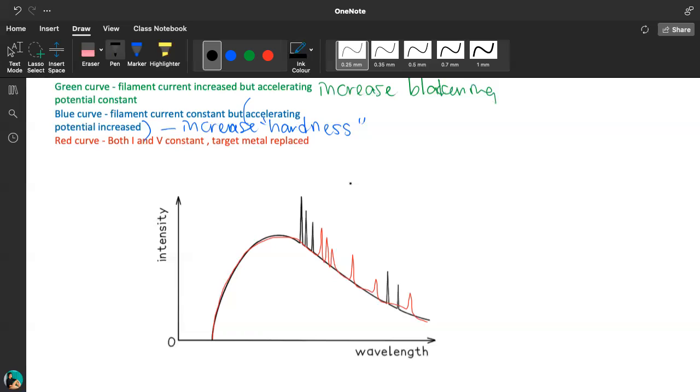Okay, so you can also say that this is used to tell, just like the line spectra, right? Every single element has its unique pattern. Same as this one. Every single one has its unique pattern of the X-ray spectrum. Okay, so the red one shows both current and voltage constant. The target metal is replaced with another one.